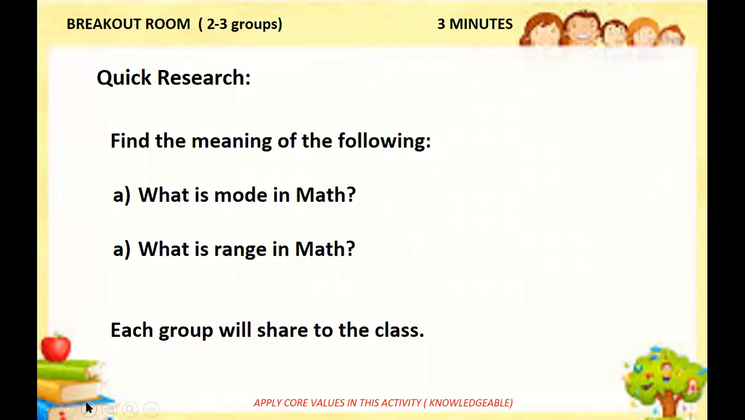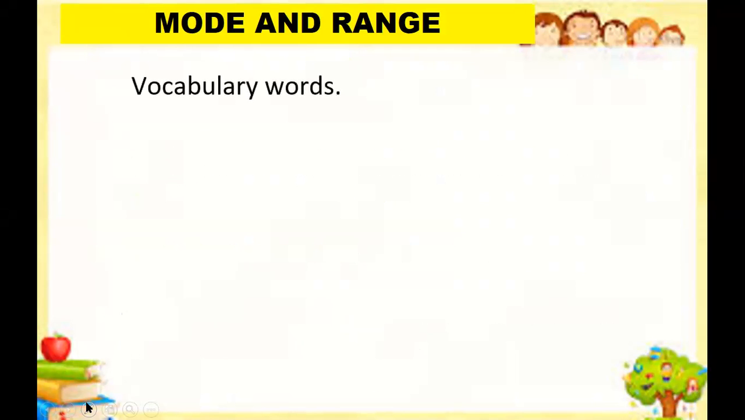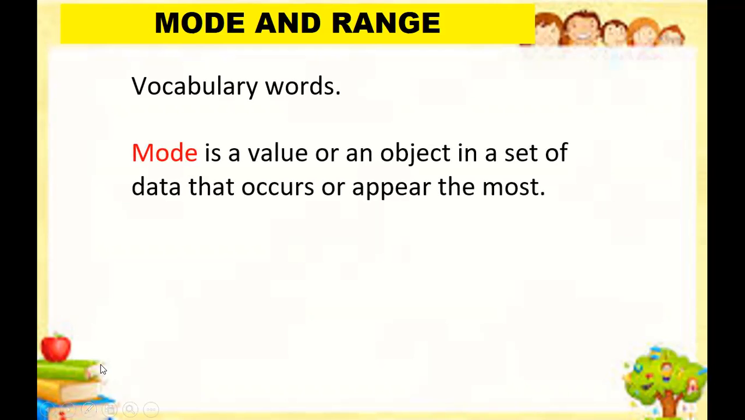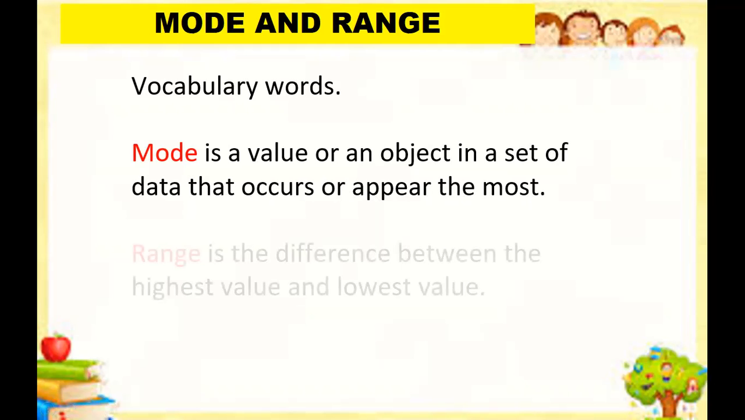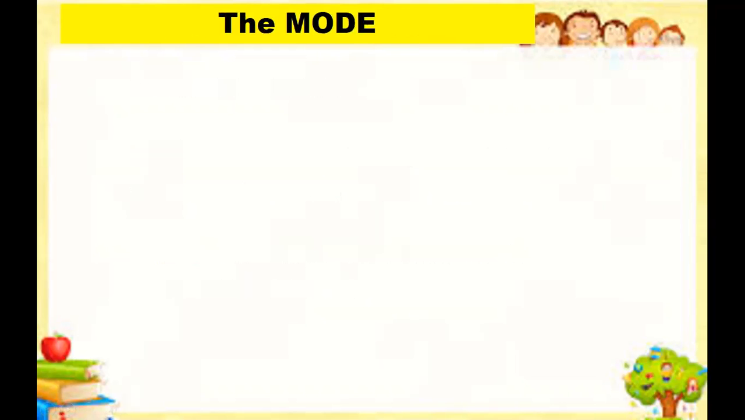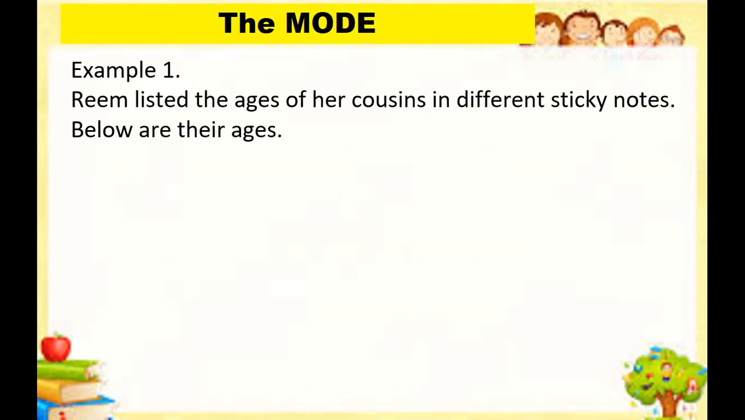Let's start with what is mode. Mode is a value or an object in a set of data that occurs or appears the most. And what will be the next? What is range? Range is the difference between the highest value and lowest value. Now I'm going to explain first about mode.